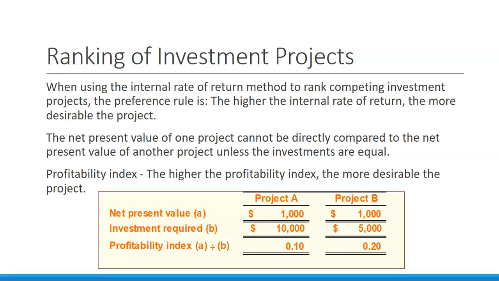One of the ways that we can rank projects is using a profitability index. The higher the profitability index, the more desirable the project. Basically, the higher rate of return it is. So to determine the profitability index, we take the net present value divided by the investment required. That is a very popular way to rank projects.